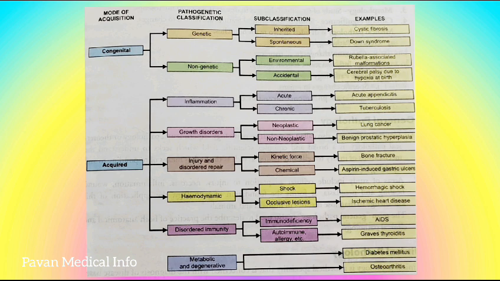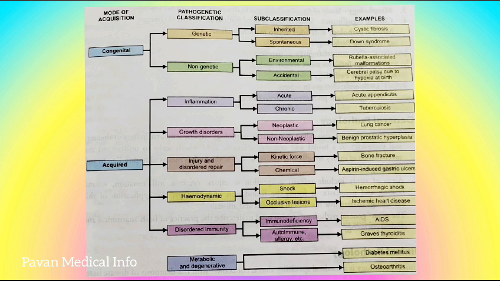Now we are getting into the second mode of acquisition, that is acquired. Here the headings will be: the first one will be inflammation, the second one growth disorder, the third one injury and disordered repair, next one is hemodynamics, the last but one is disordered immunity, next it is metabolic and degenerative. So let us discuss one after the other with the subclassification and example of the disease.